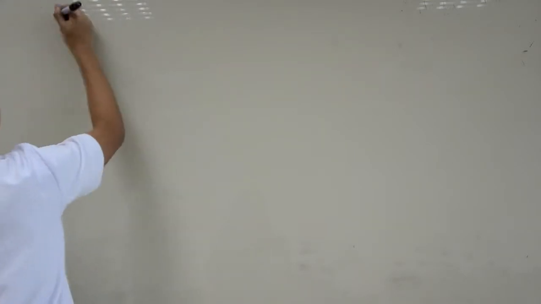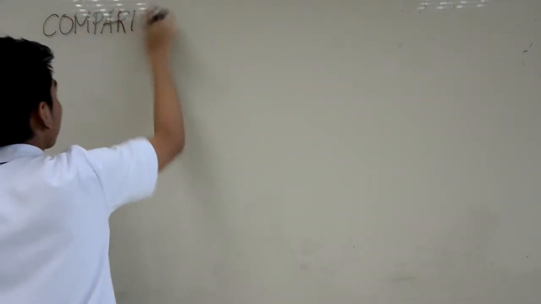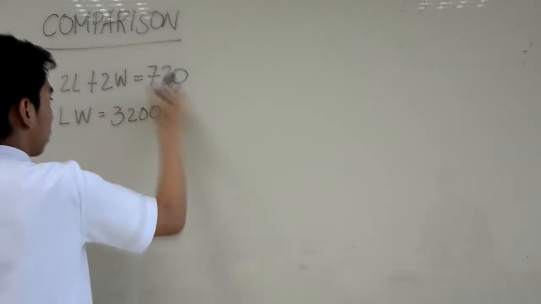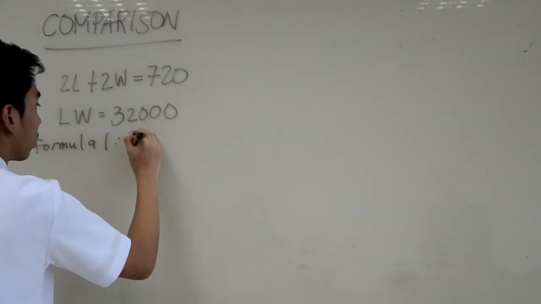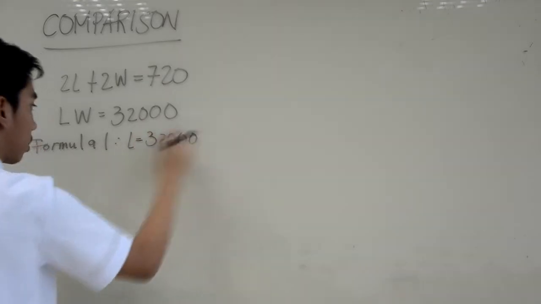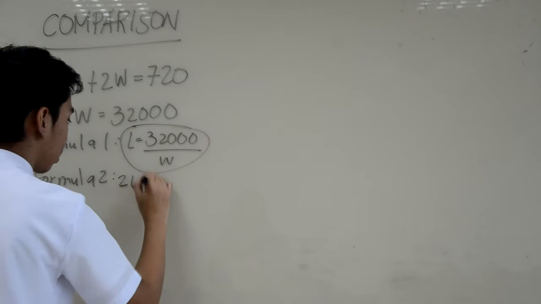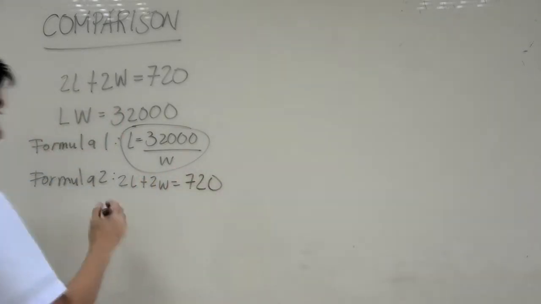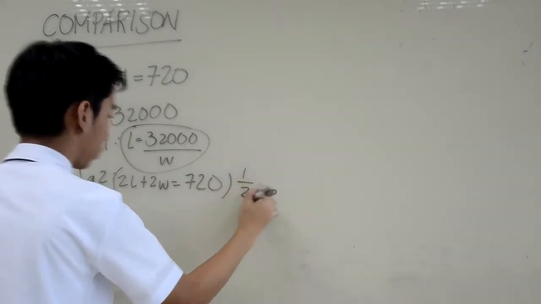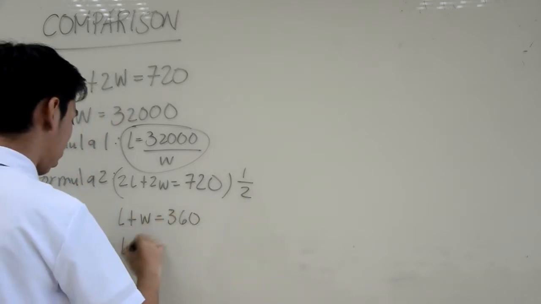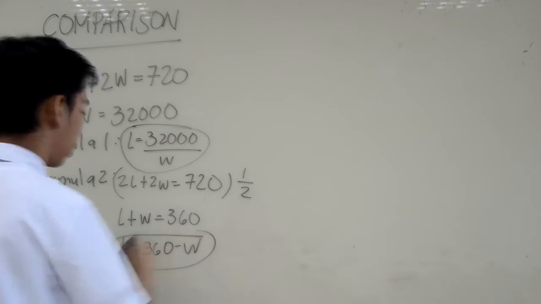We can also solve the length and the width using comparison. Like in substitution, let us use the equation of the length, which is L equals 32,000 over W, and that would be our length equation number 1. Then let us solve for L in the equation of the perimeter. First, multiply the equation by 1/2, so it will become L plus W equals 360. The equation then becomes L equals 360 minus W.